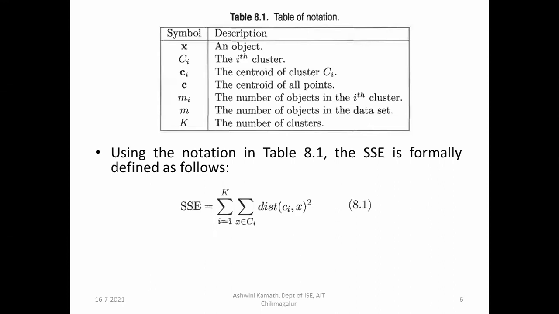Capital Ci is the ith cluster, and in each cluster we consider one object and find the distance between the centroid of the cluster and the object, then square it. Find the distance between two points and then square it. That is squared error. Add this squared error for all the clusters. That is the sum of squared error.